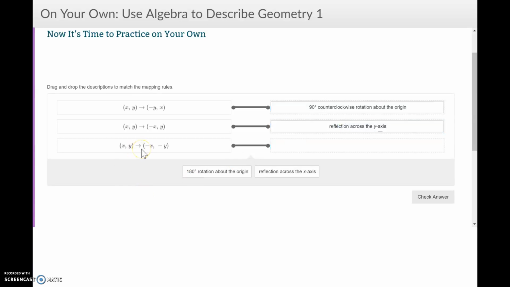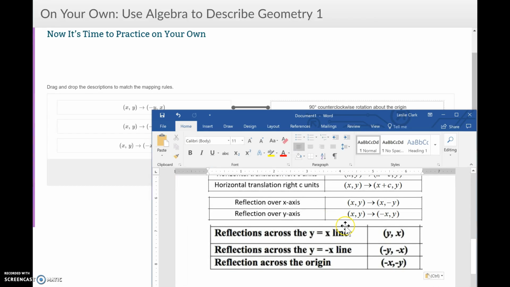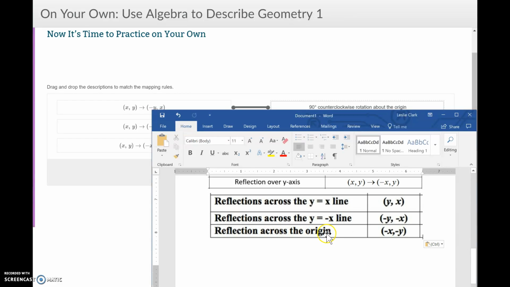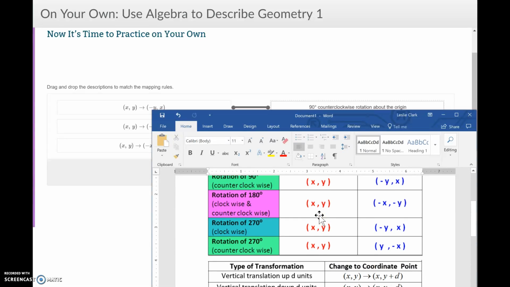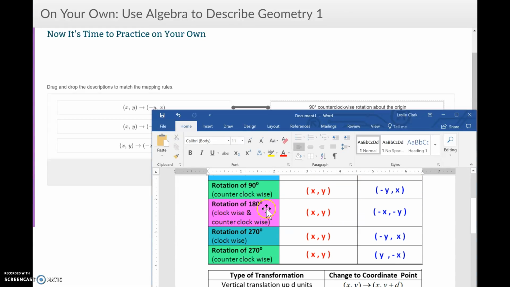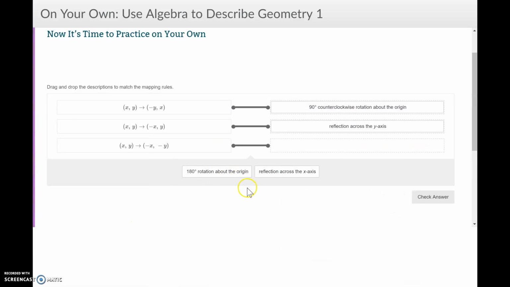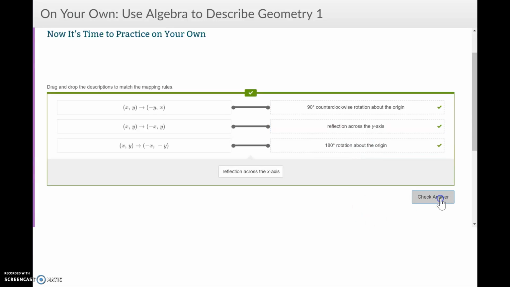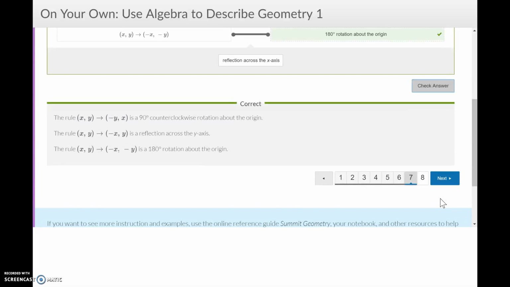Alright, and now they stay in the same order, just both X is opposite and Y is opposite. So that is a reflection across the origin. X is opposite and Y is opposite. Let's see if there's a rotation like that. Just checking. Also a rotation of 180 degrees. So let's see what our options are. Let's check our answers. And that's correct.